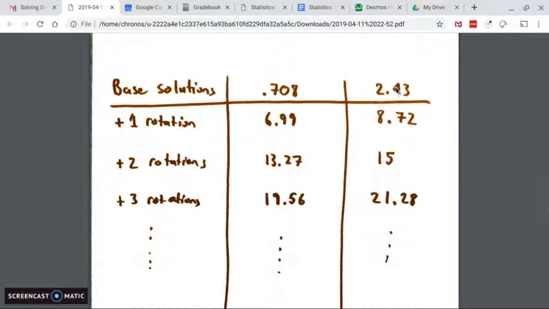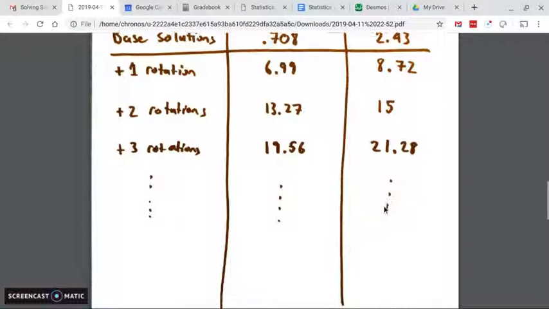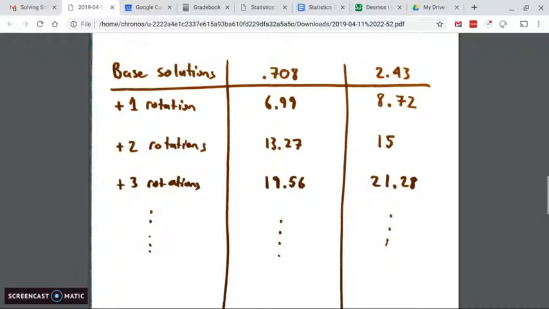Okay, and then I do the same thing with 2.43. If I add 2 pi, I get 8.72. Add another 2 pi, I get 15. Add another 2 pi, I get 21.28. Okay. Now all I have to do is decide which of these solutions are in my solution interval.